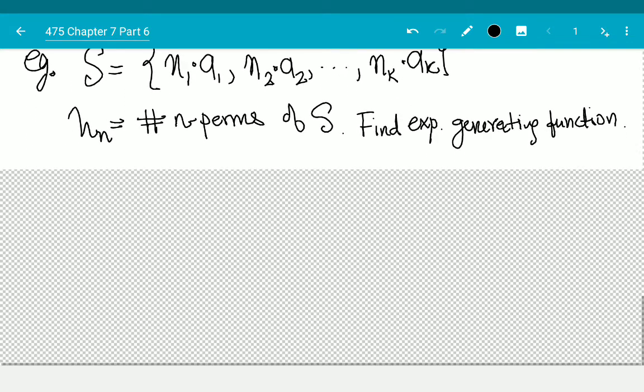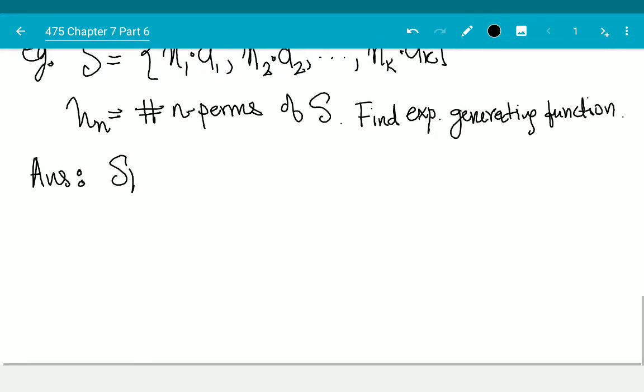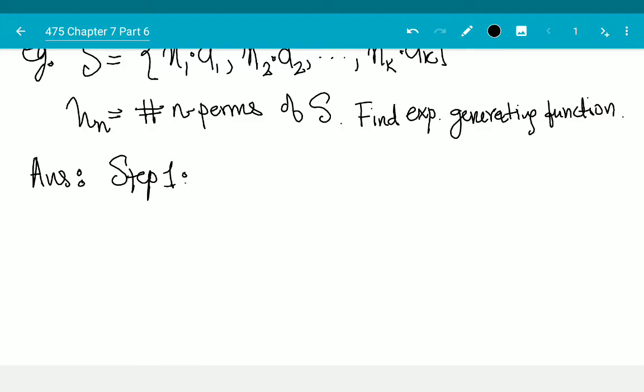This is not going to be super pretty, but let us try to work with it. Answer. So how do we do this? Well, in the first step, one, choose n elements from this big set S.